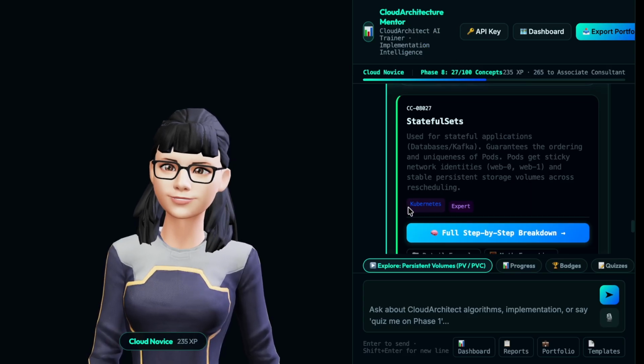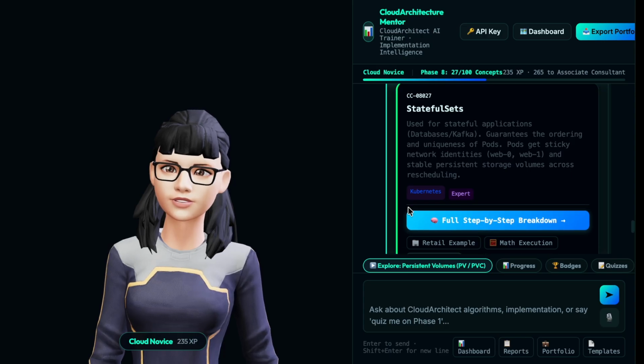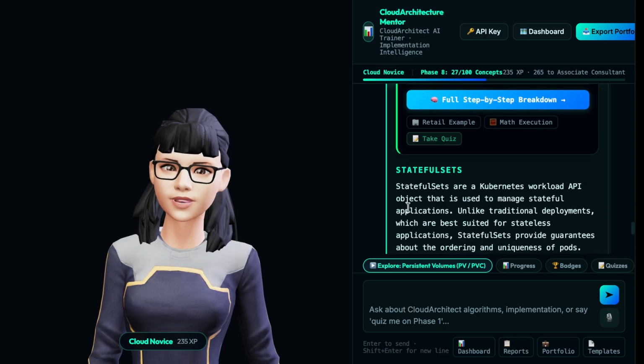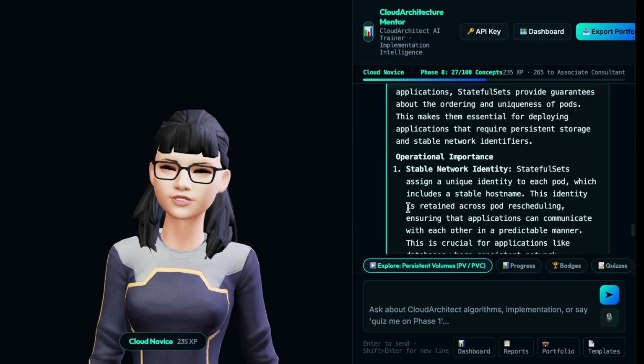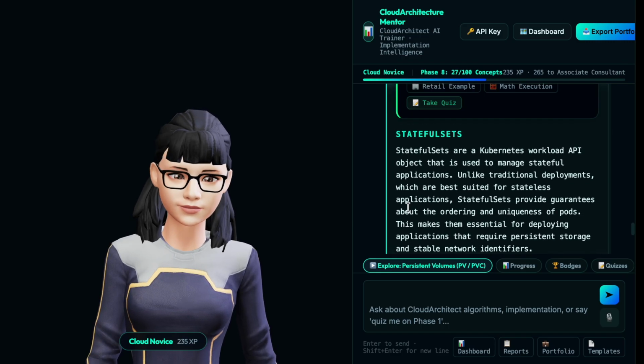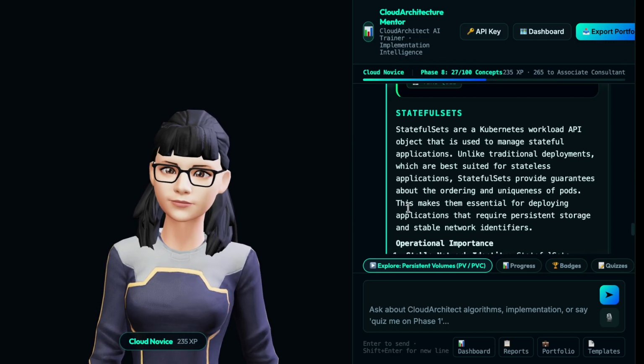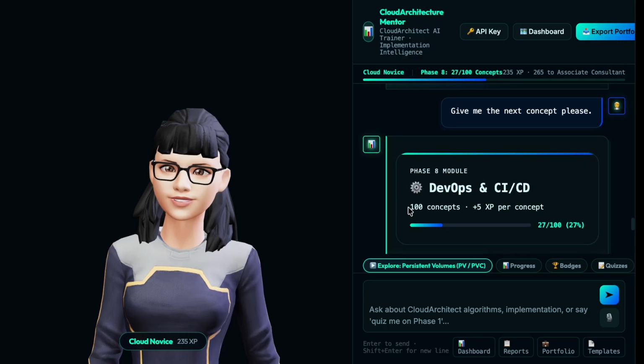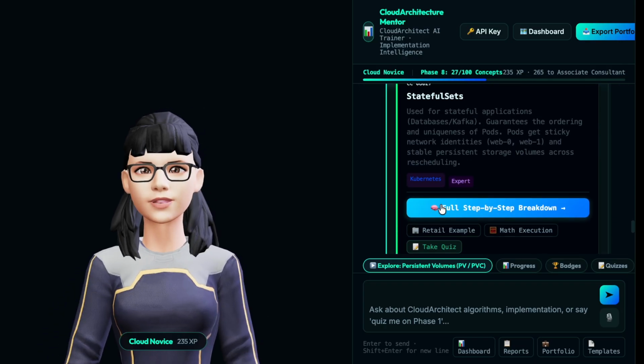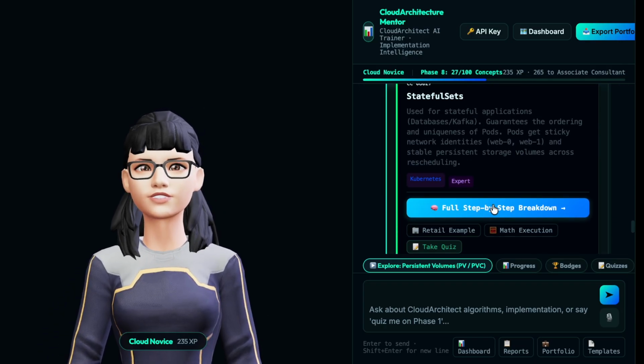Unlike traditional deployments, which are best suited for stateless applications, StatefulSets provide guarantees about the ordering and uniqueness of pods. This makes them essential for deploying applications that require persistent storage and stable network identity.